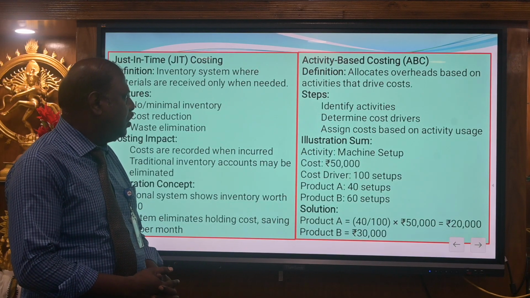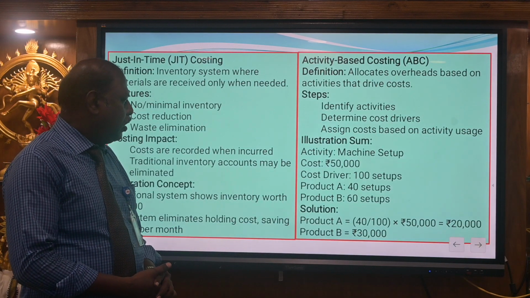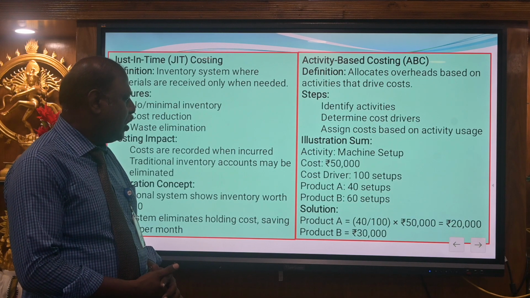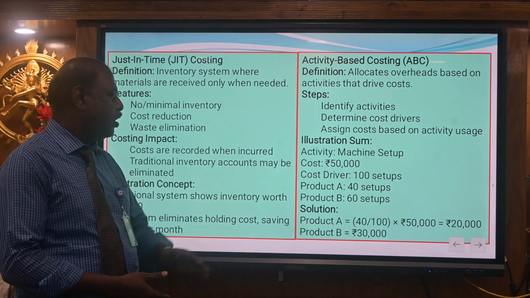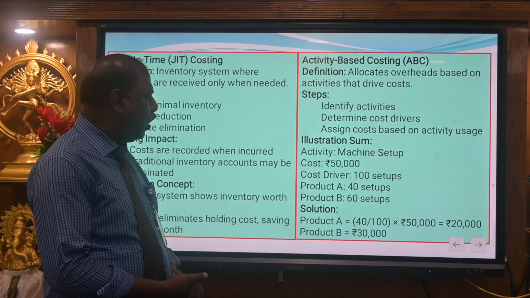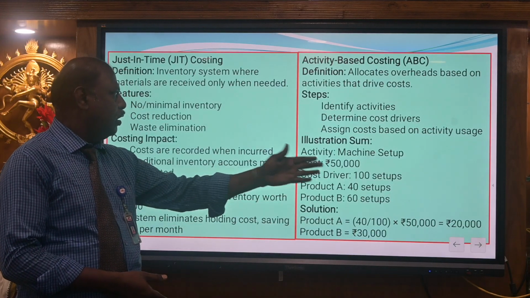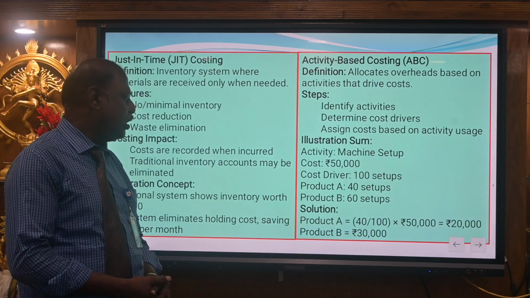Here we can find the activity based costing for product A, and the cost driver is 100 setups. They completed only 40%. So we can find the value of 50,000 times 40%, so the activity based costing for product A is 20,000.